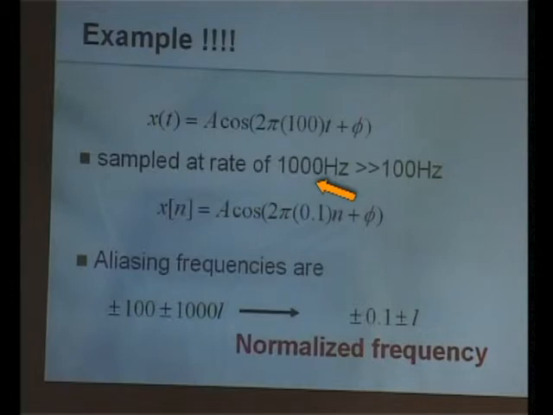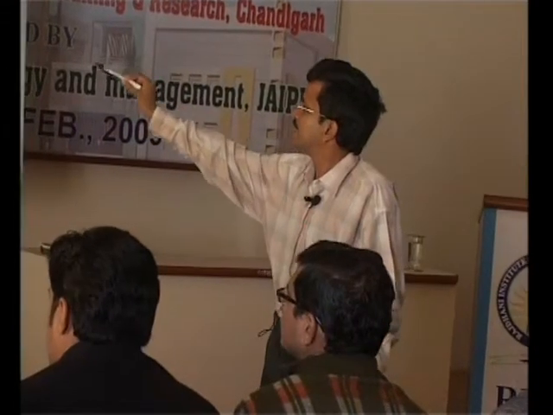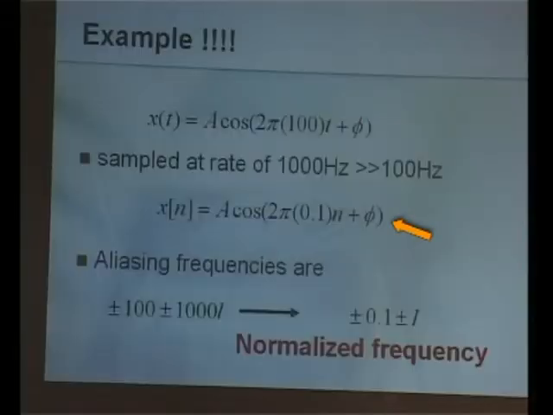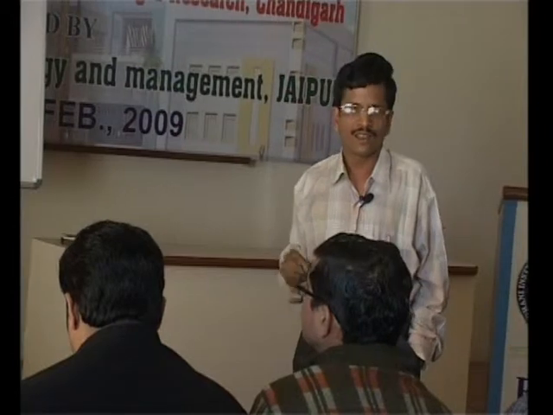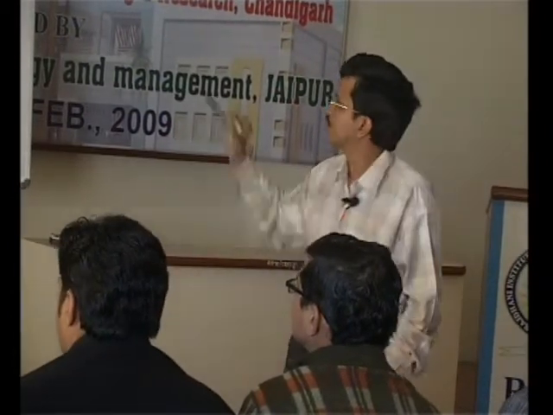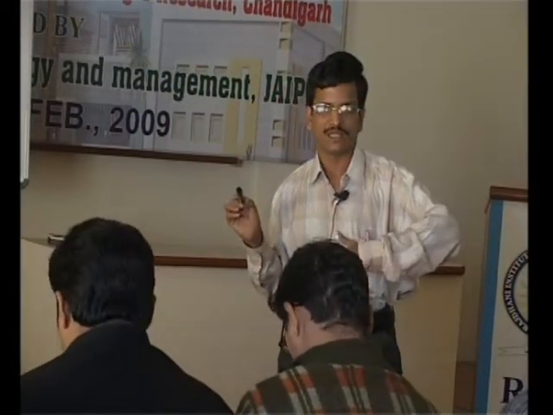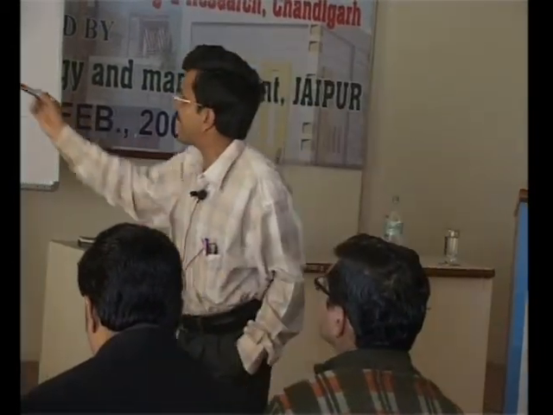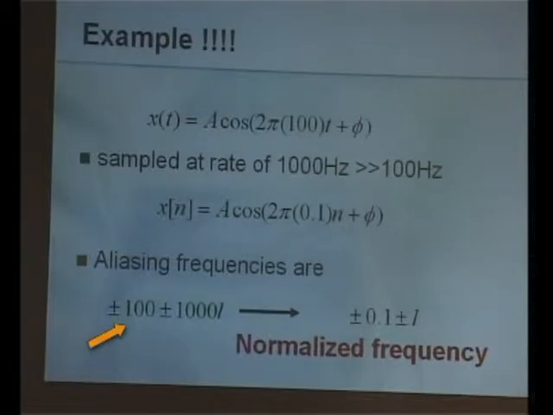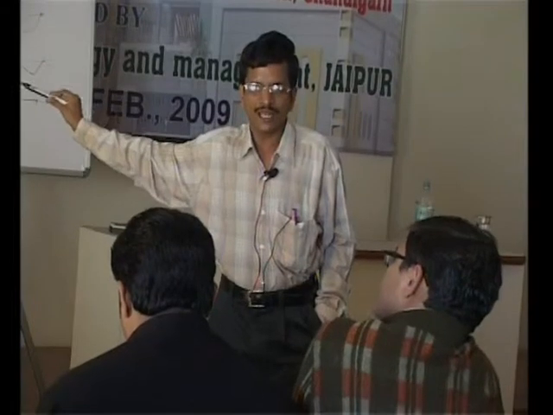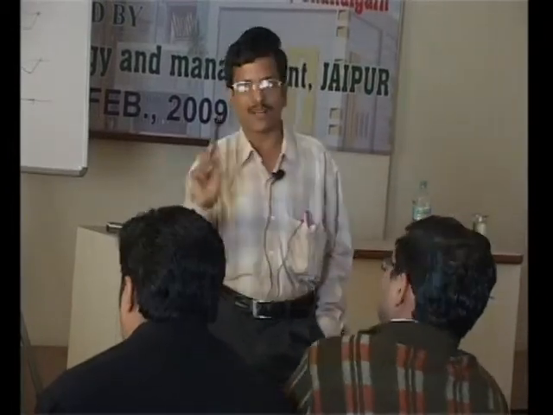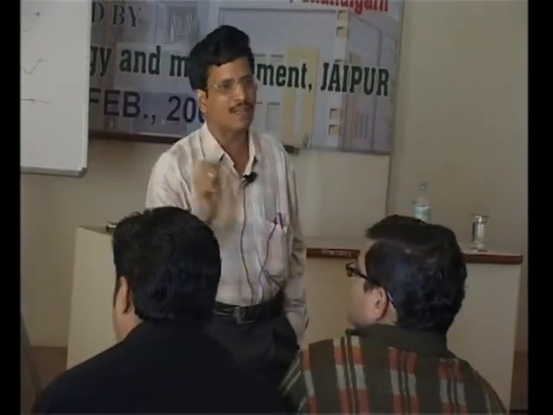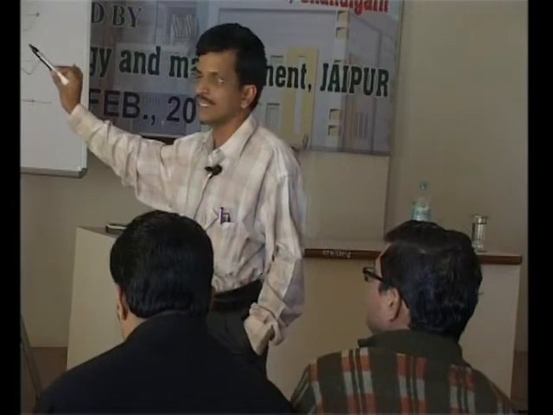Now this is the sampled signal, A cos(2π·0.1n + π). What is 0.1? 0.1 is the normalized frequency, because 100 divided by 1000, f by fs. So it is a normalized frequency. So what is your aliasing frequency in this case? Plus or minus 100 plus or minus 1000n. One is f plus l·fs, another is minus f plus l·fs. So these are the aliasing frequencies.